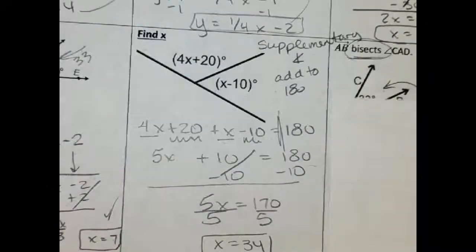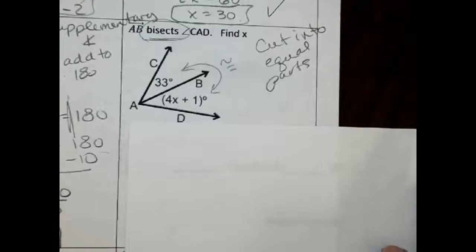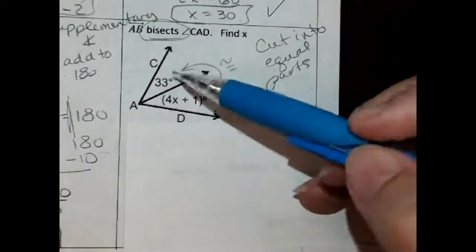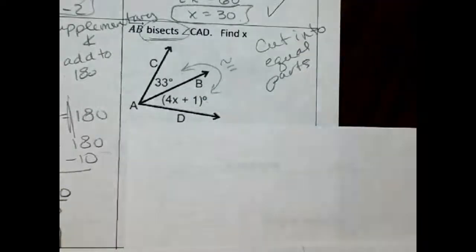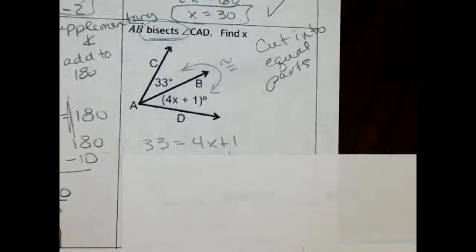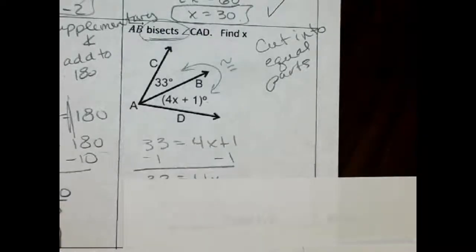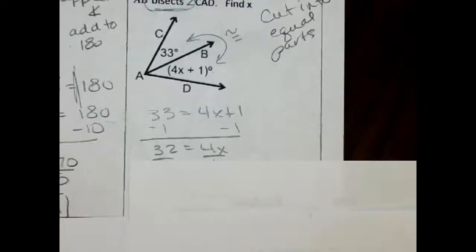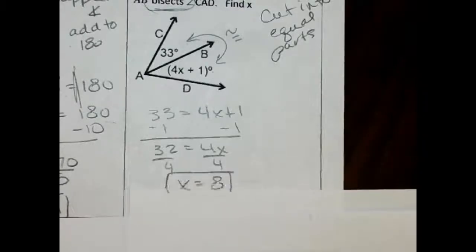And finally, my last one was a bisector, and we said that means it's cut into 2 equal parts. So I know this part has to equal that part. So I set that up, minus the 1 on both sides. Then I need to divide by 4, and I got my final answer.